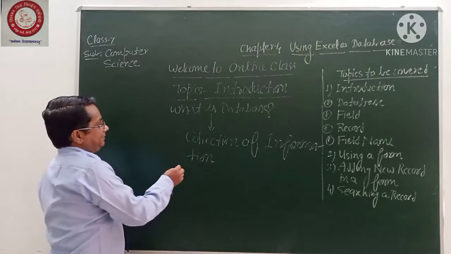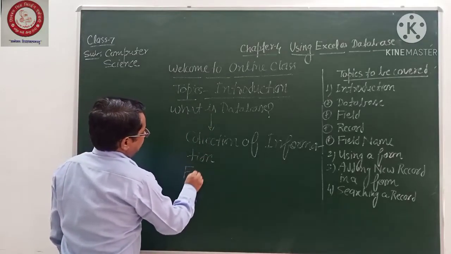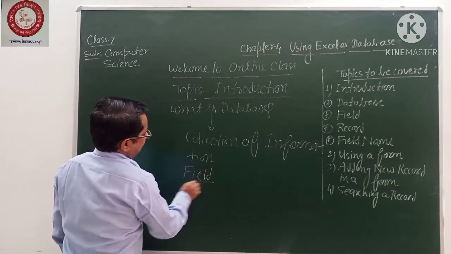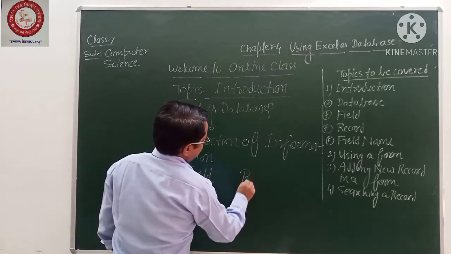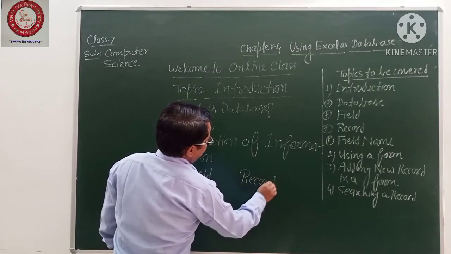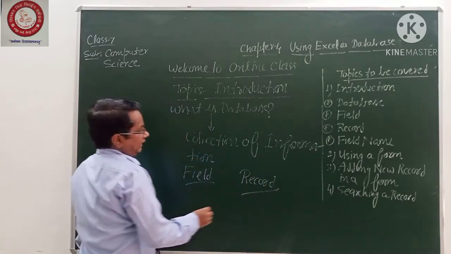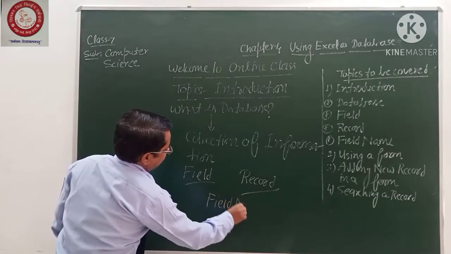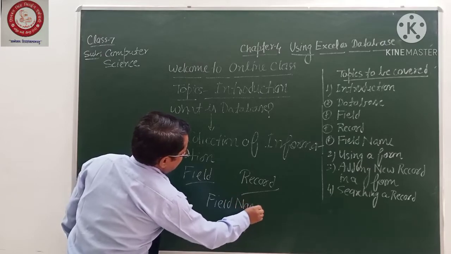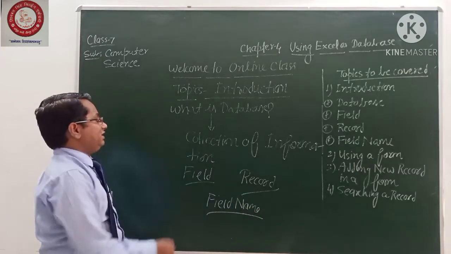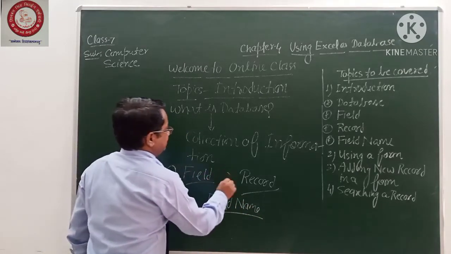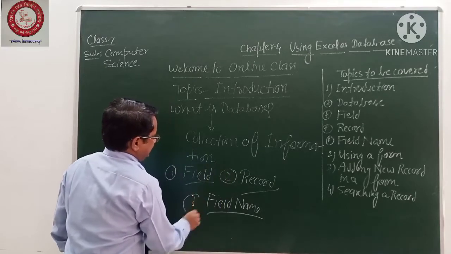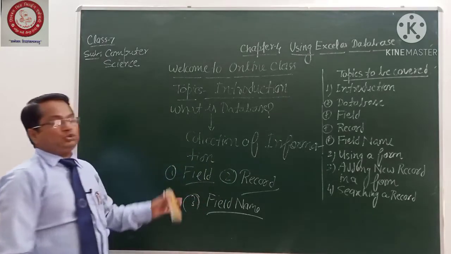So inside the database, there are 3 things: field, after this record, and finally one more thing, that is field name. So three things are there. First, this is second, and this is third. Right? So what is a field?